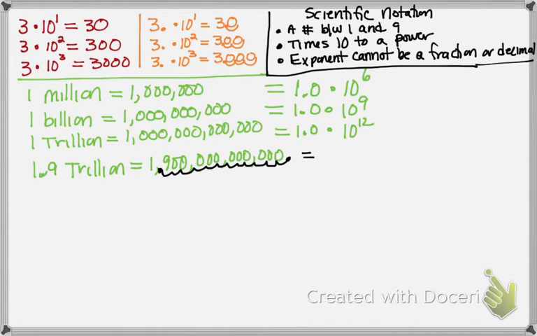So that is 1.9 times 10. And how many times did I move the decimal? I moved it 12 times. So 1.9 trillion is the same as 1.9 times 10 to the 12th. And I want you to notice how much quicker it is to write that than it is to write this. That's where scientific notation comes from.